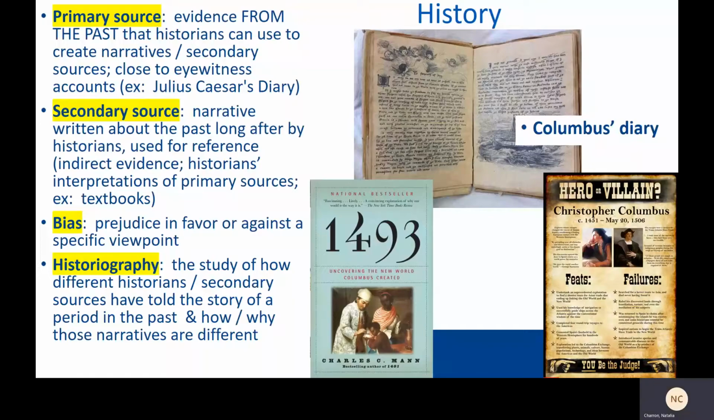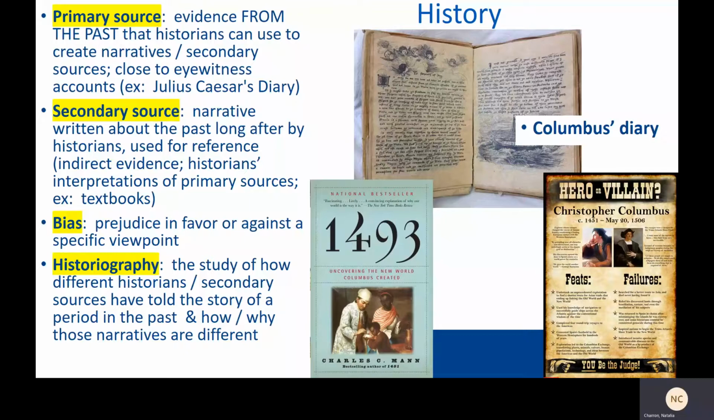The first set of words that we have to master to even begin to access this class have to do with just history, the business of history, studying it. Primary sources are pieces of evidence, often written, from the past that historians use to create narratives or stories about the past, our understanding of the past, and to create secondary sources. These are as close to eyewitness accounts as we can get.